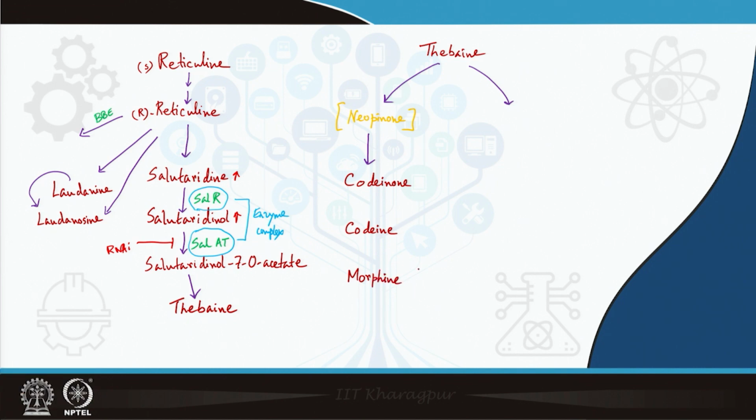Similarly, from the other route, thebaine makes oripavine, and from oripavine it makes morphinone, and from morphinone ultimately it makes morphine.